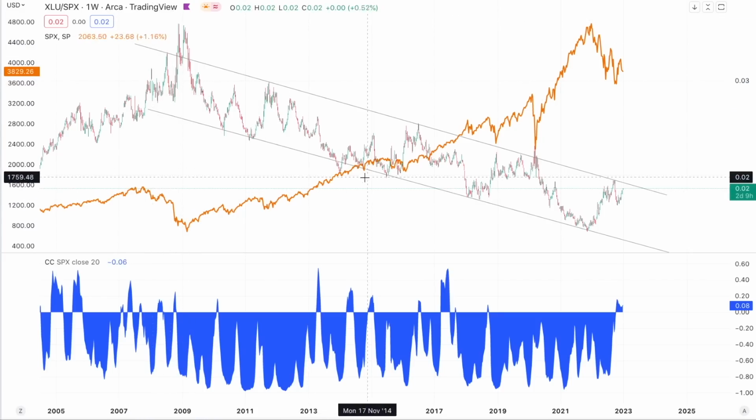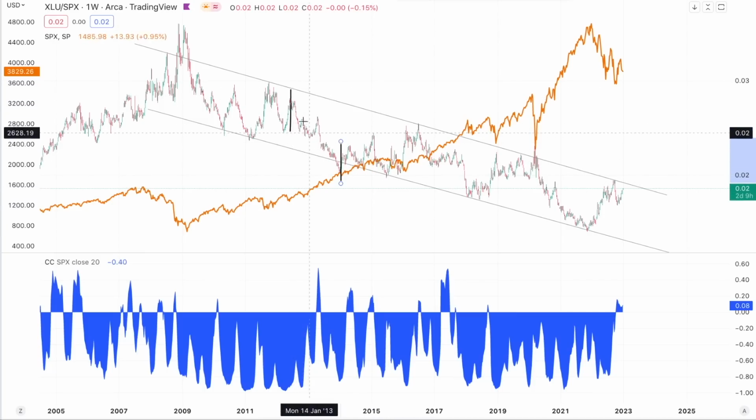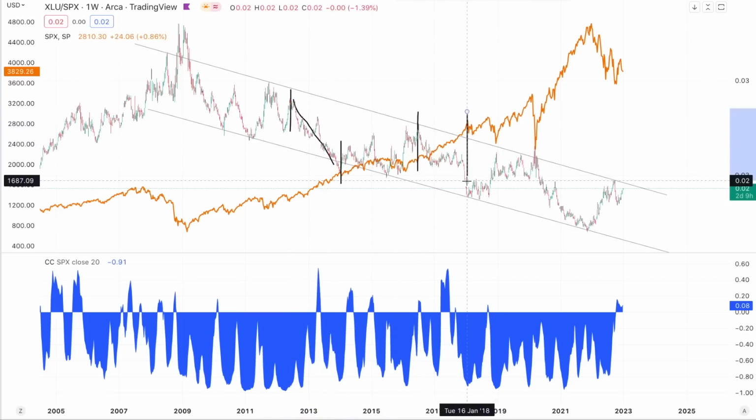Now, of course, the catch is that, on the other hand, when the S&P 500 is going up, well, look at how utilities perform. Well, they clearly underperform the market. Right, that was the case here in 2012, 2013, between 2016 to 2017.